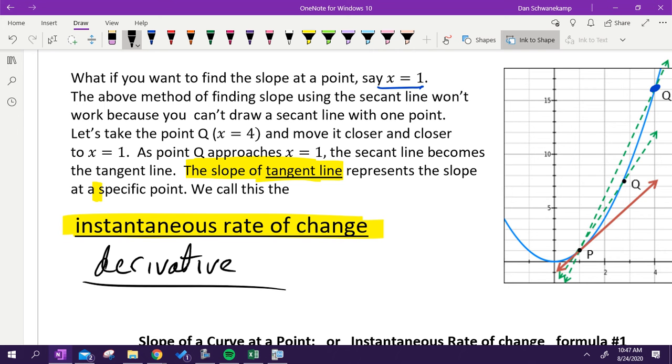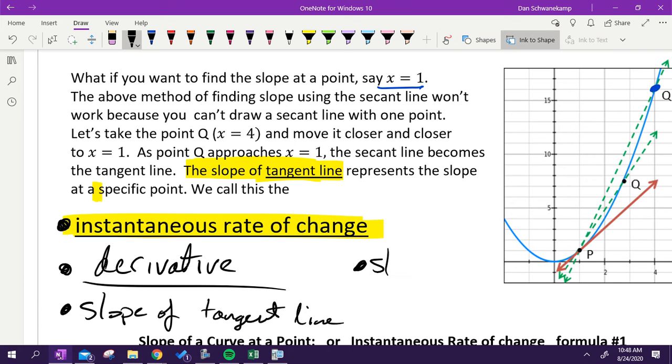We are finding the derivative. That is the slope of the tangent line. That is the instantaneous rate of change. All of those words, slope of tangent line, slope at a point, at a single point. That is what I'm doing all day today. That's what we're trying to do.